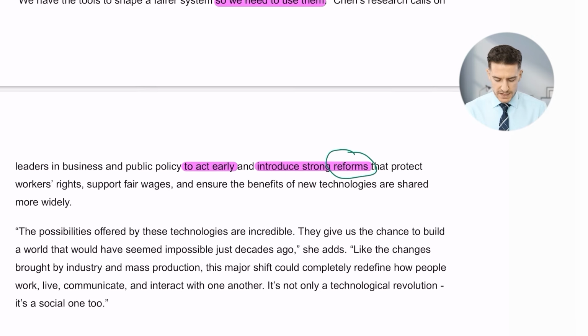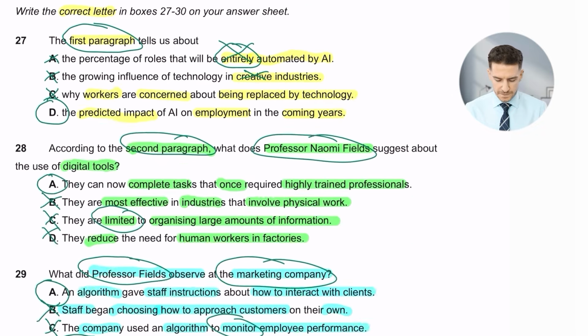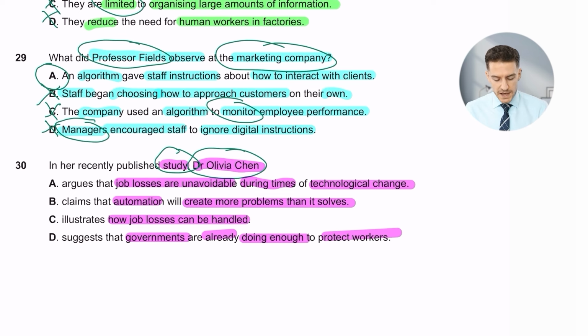Okay, I think that's it. So let's go back down to 30 and see if we can find the correct answer. A argues that job losses are unavoidable during times of technological change. Well, Olivia Chen does talk about that, but she doesn't say they're unavoidable. She says they can happen. So that one is not correct. She does not say they are unavoidable.